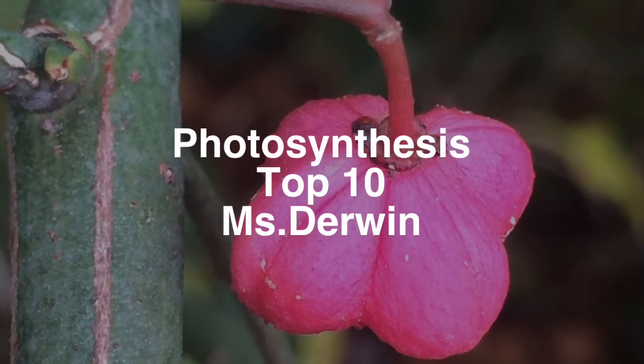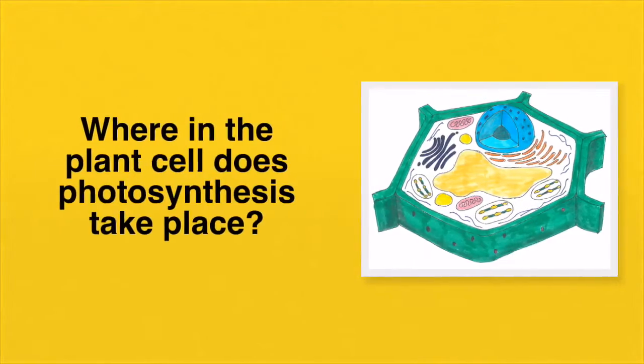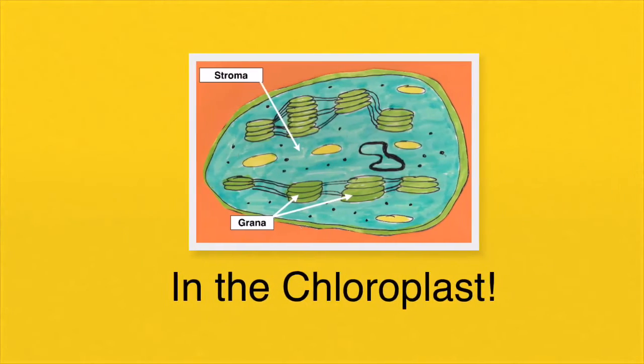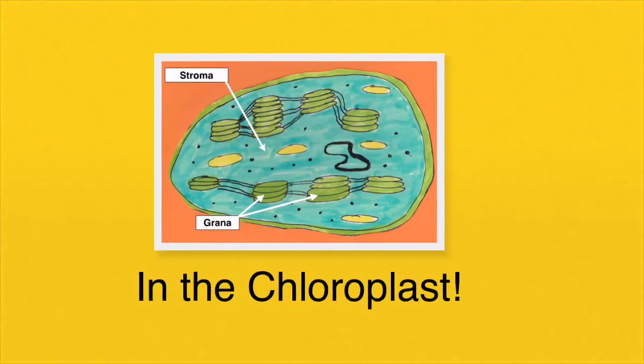The top 10 questions on photosynthesis. Where in the plant cell does photosynthesis take place? Photosynthesis takes place in the chloroplast of the plant cell.